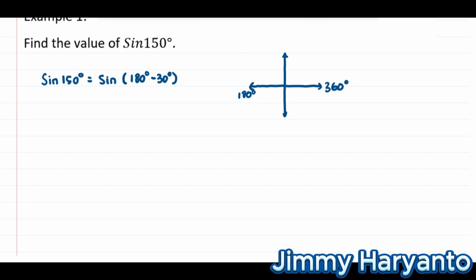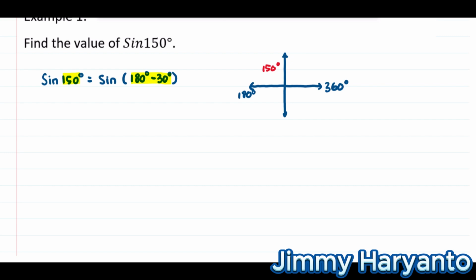Okay, so I can change the 150 into 180 minus 30 because I choose the 180 degree benchmark. You know why? Because 150 degrees is right here. The nearest benchmark is 180 degrees. If you use 360 degrees, it will be a little bit too far. So you have to choose the nearest benchmark to the angle. 180 degrees is nearer to 150 degrees than 360 degrees. So we will use 180 degrees.